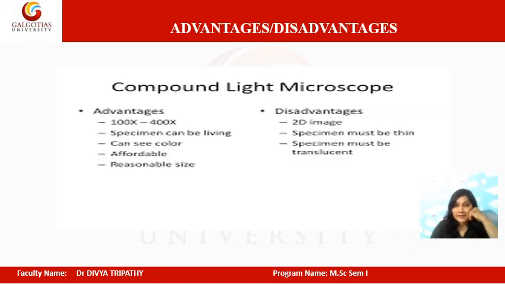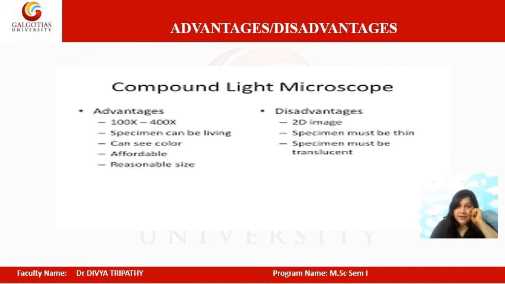Now the advantages and disadvantages of the compound microscope. The advantages are that the compound microscope can magnify the image from 100 to 400 times. The specimen can be living, meaning you can study living specimens using the compound microscope. You can see the different colors of the microscope. This is affordable, meaning it is cheaper in price, and reasonable in size, meaning you can easily carry the compound microscope with you when you are shifting your lab from one place to another.